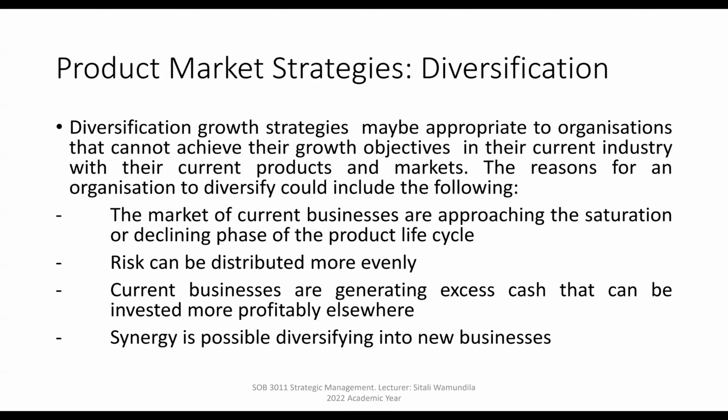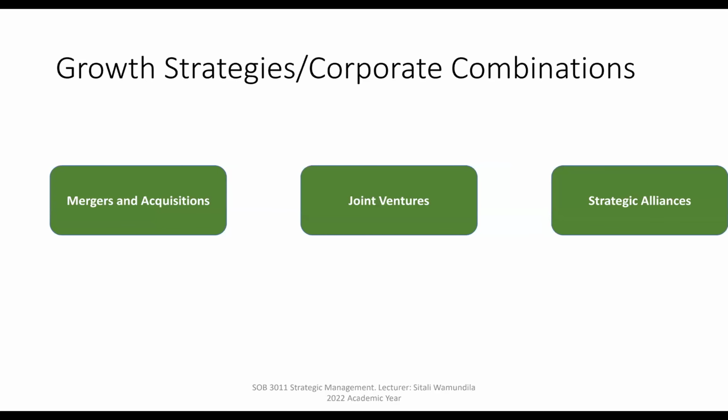And these would include, number one, you want to diversify because the markets of current businesses are approaching the saturation or declining phase of the product life cycle. Or you can diversify if the risk can be distributed more evenly. Diversification can also come because current businesses are generating excess cash that can be invested more profitably elsewhere. So you can do the diversification.